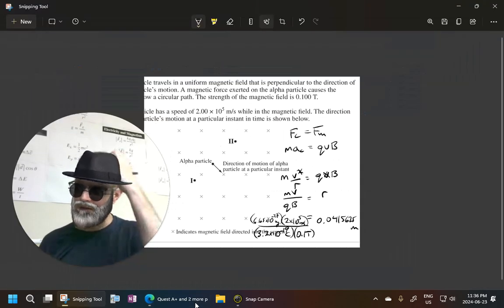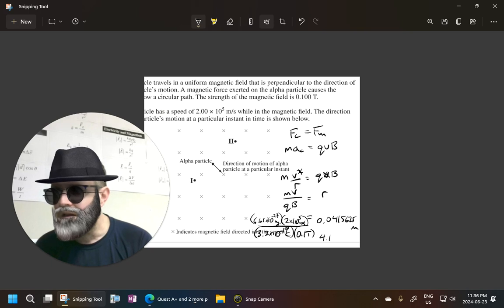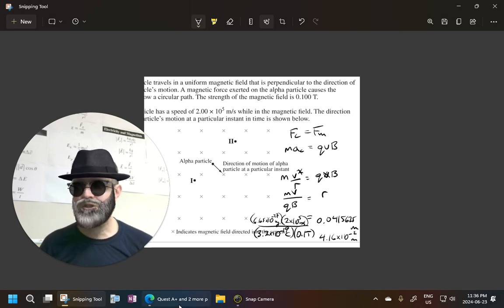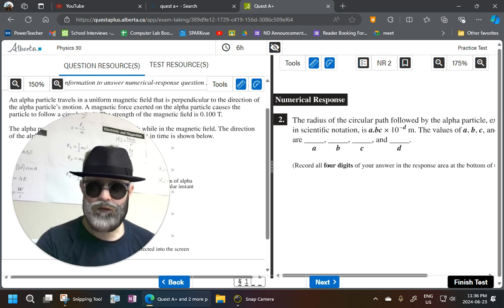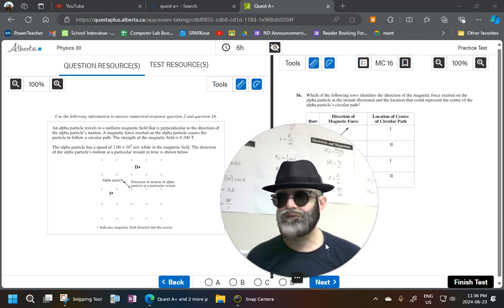Okay, so let's go back here. So what do they want? Oh, they want it in scientific notation. 4.1, going to round that up. 6 times 10 to the negative 2 meters. So 4162. Perfect. 4162. Awesome.